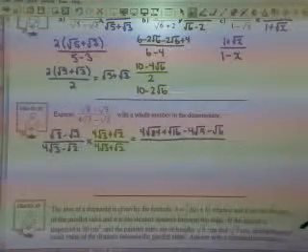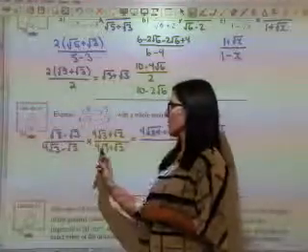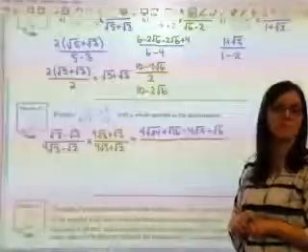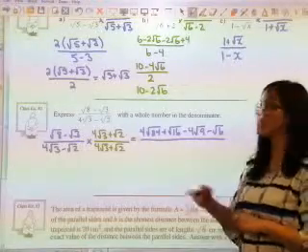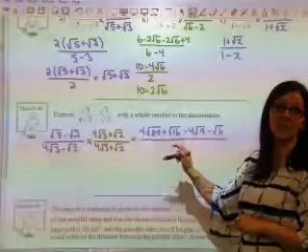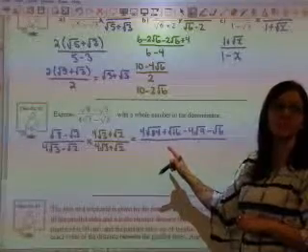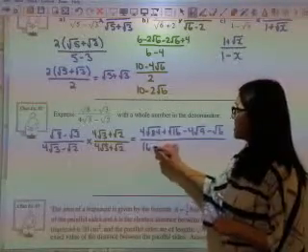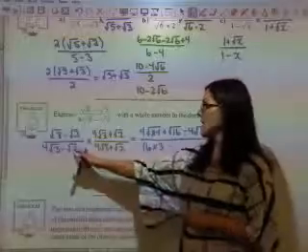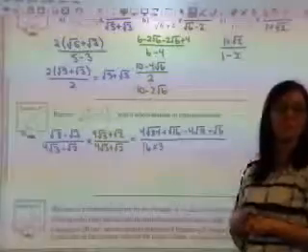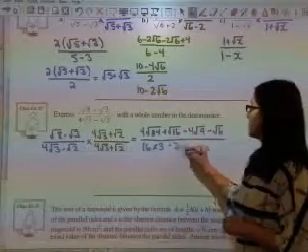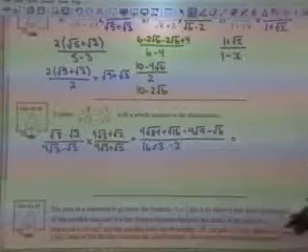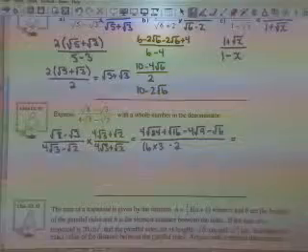And then on the bottom, if I multiply 4 root 3 by 4 root 3, not 4 times 3. I've got the 4 times 4, 16 times. So I get 16 times 3. And then negative root 2 times root 2. Minus 2. So on the top, we're going to have to try to simplify.